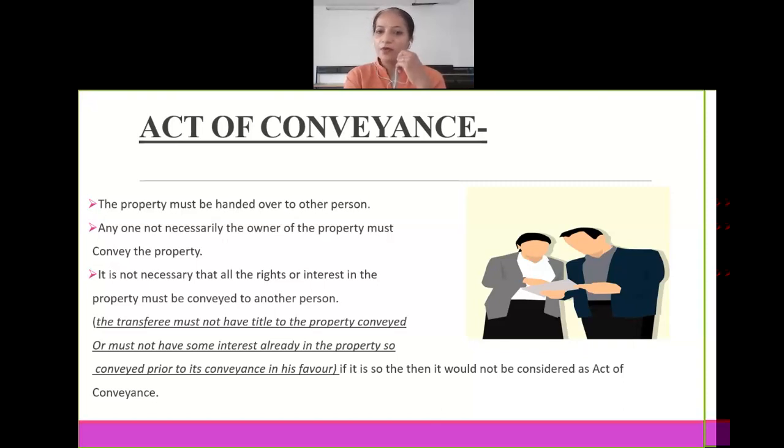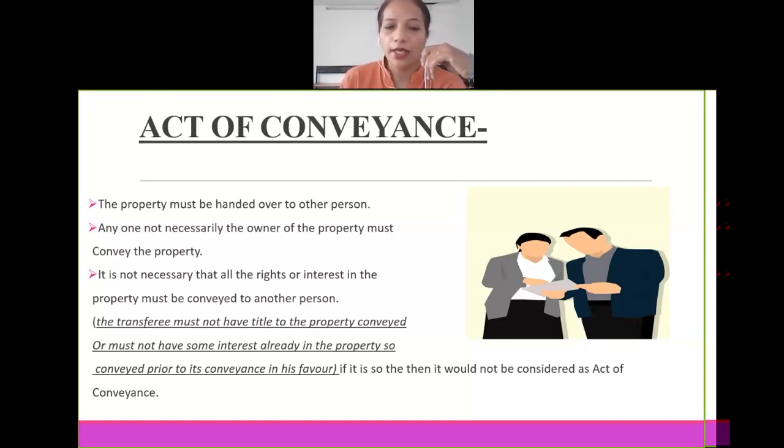And suppose we later convey that particular property to the owner himself, then in that case it would not be covered under the head of transfer of property, because it is always a transferor who may make a transfer of that particular property. For creating a transfer of that property, the other person must not have any kind of interest or title over the property which we are going to transfer in his favor. Suppose if it is already there, then in that case it is okay.